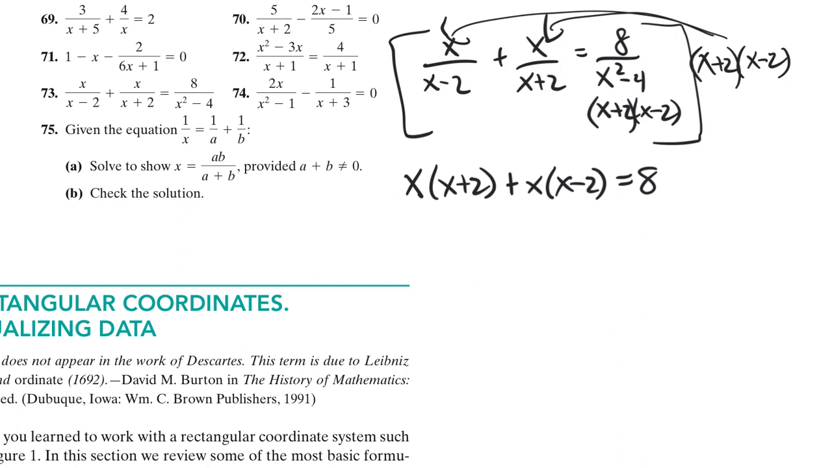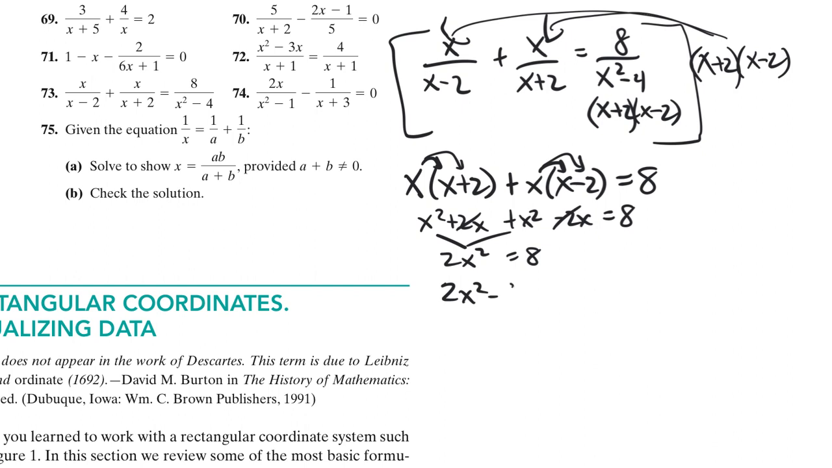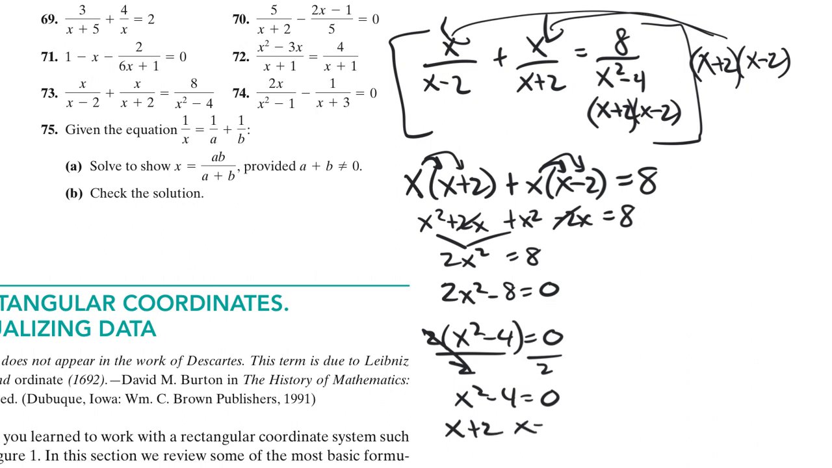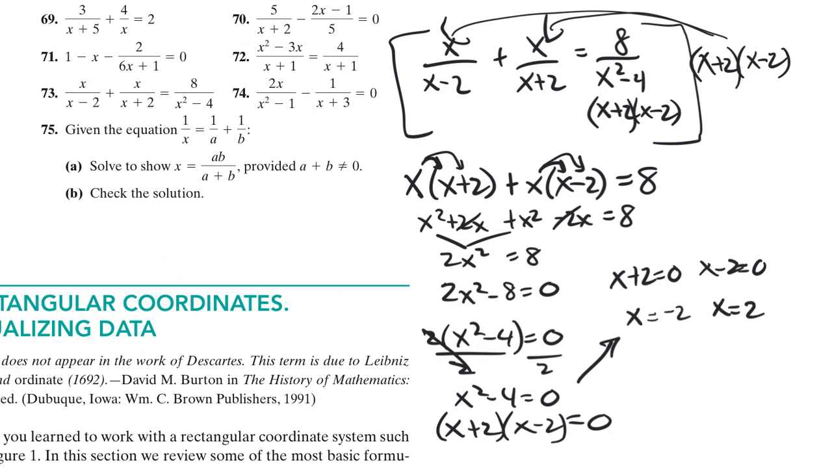Okay, well, that's nice. If I distribute, I get x squared plus 2x plus x squared minus 2x equals 8. So this is 2x squared, putting these two together, the 2x's cancel. 2x squared equals 8, which is also 2x squared minus 8 equals 0. If I factor out the 2, I get x squared minus 4 equals 0. That's a difference of squares, so it's x plus 2, x minus 2 equals 0. If you solve separately, you have x plus 2 equals 0 and x minus 2 equals 0, which puts us at x can be negative 2 and x can be positive 2.